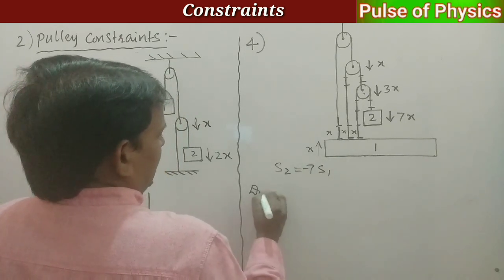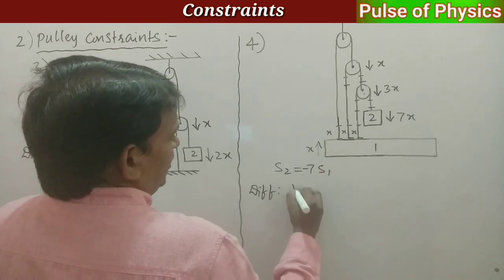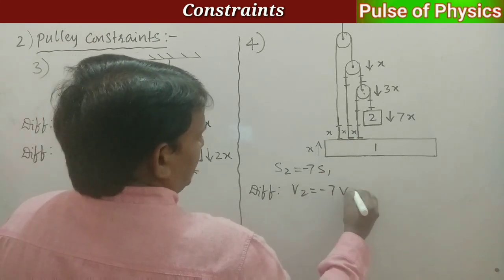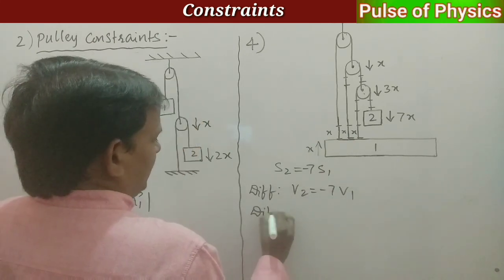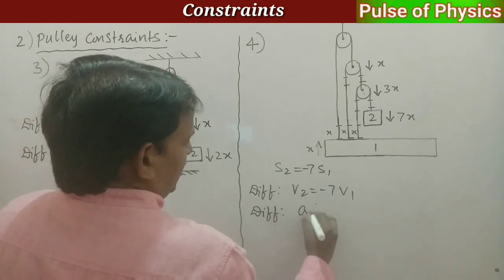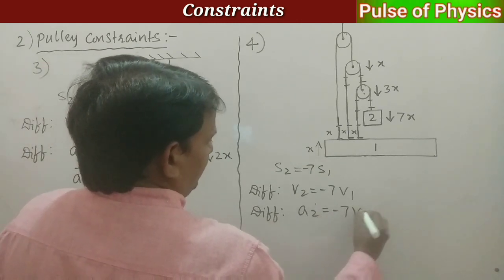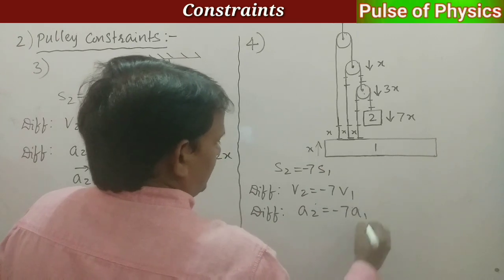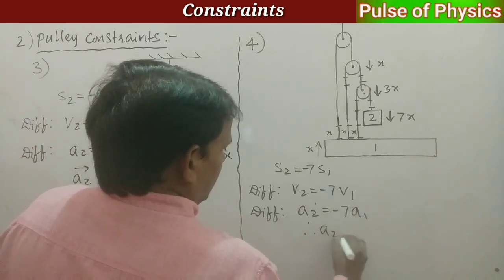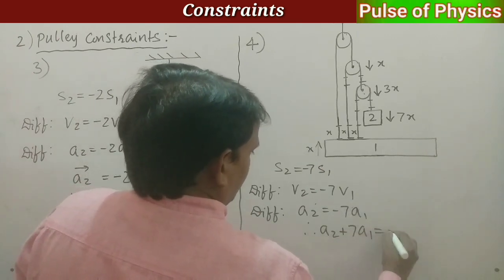Here, differentiate this with respect to time. V2 is equal to minus 7V1. Differentiate with respect to time. A2 is equal to minus 7A1. Therefore, A2 plus 7A1 is equal to 0.